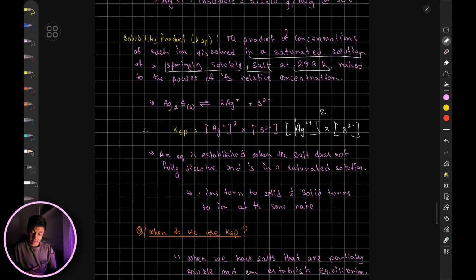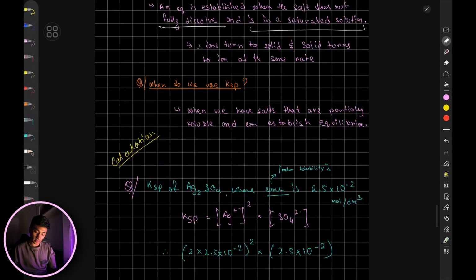So an equilibrium is established when the salt does not fully dissolve. For one thing, you need to make sure that this is not fully dissolvable, and it's partially dissolvable or insoluble. And in that case, you can establish an equilibrium where there's a KSP, a solubility product. So this equilibrium is only achieved when you have saturated solutions. In that equilibrium, ions are turning into solid, and solid is turning into ions. Both are happening.